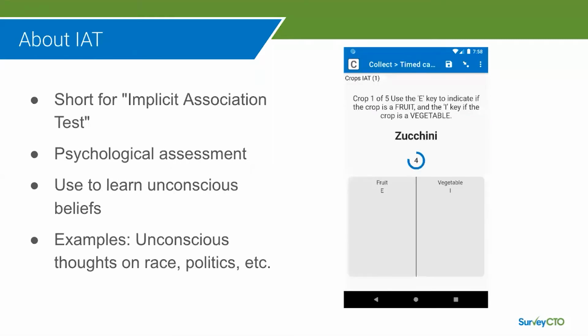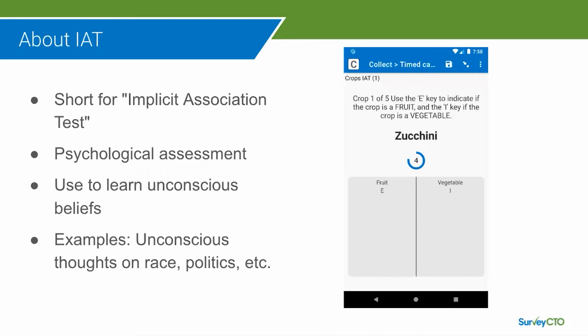Implicit association tests, or IAT for short, are psychological tests where a respondent must quickly categorize a word or phrase without thinking, showing their unconscious beliefs. For example, on the right, we have an IAT that tests whether the respondent knows if that plant is a fruit or a vegetable. Implicit association tests give respondents only a few seconds to answer, so you get a good idea of what people think unconsciously, not the answer they would give if they really thought about it.